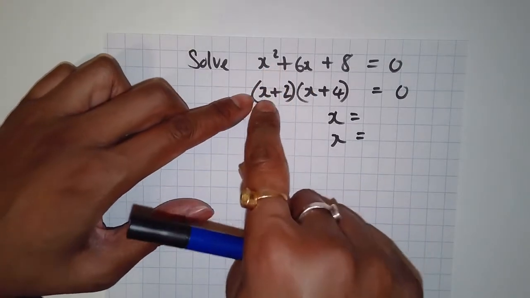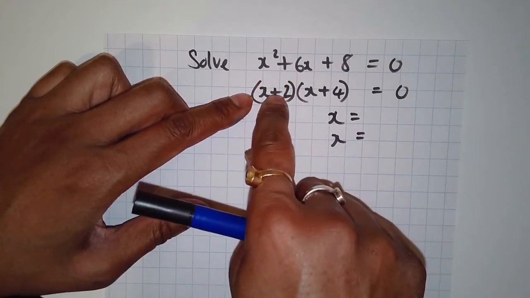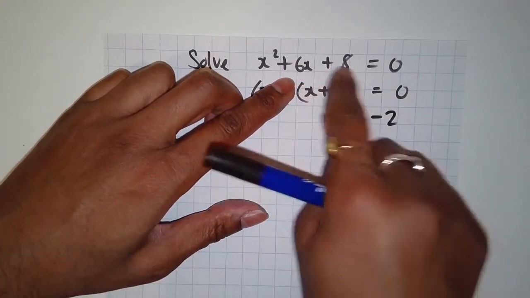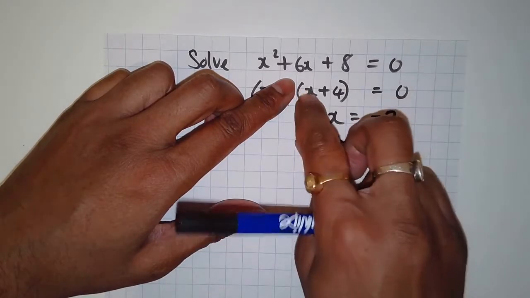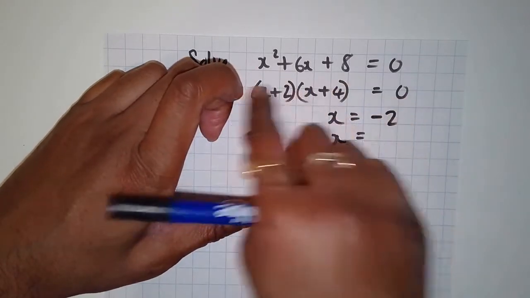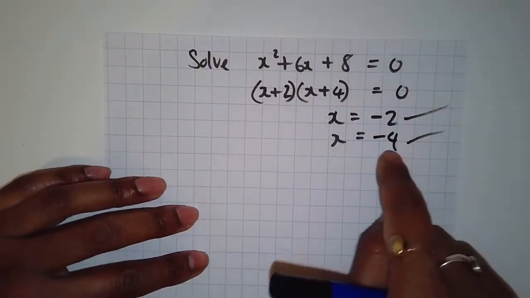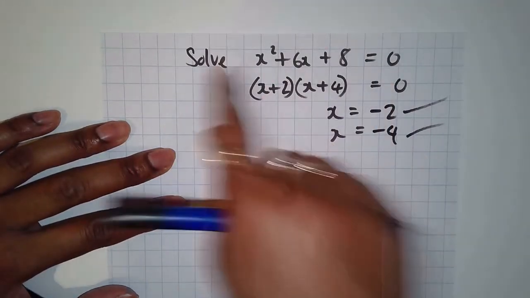Obviously minus 2. If I put minus 2 into the x, minus 2 add 2 will make it 0. So x is minus 2. What will make this side equal to 0? This bracket, obviously minus 4, because minus 4 add 4 is 0. 0 times anything is 0. Right, those are the two answers. And I've covered this in a previous video, how to factorize quadratics.